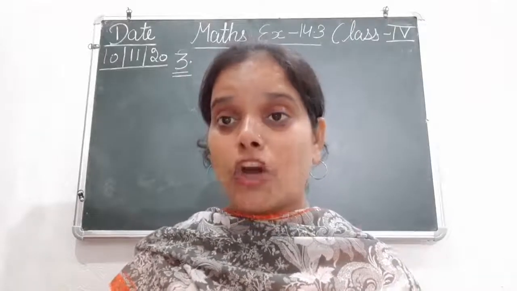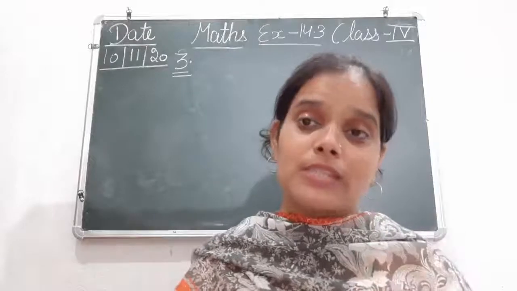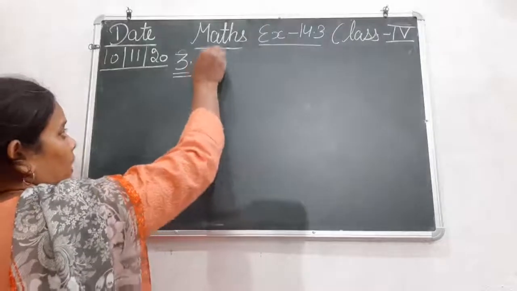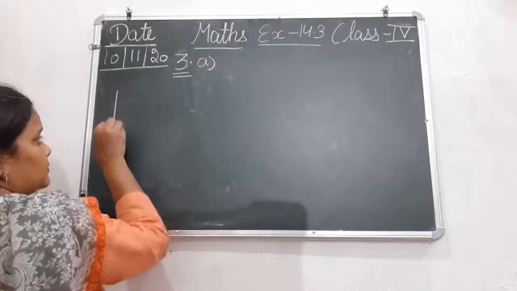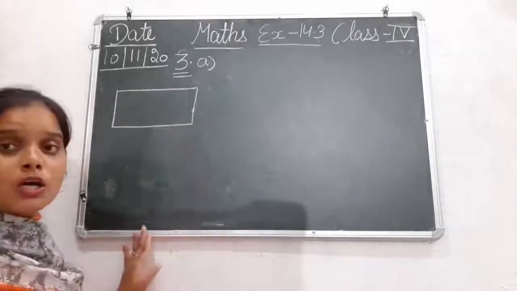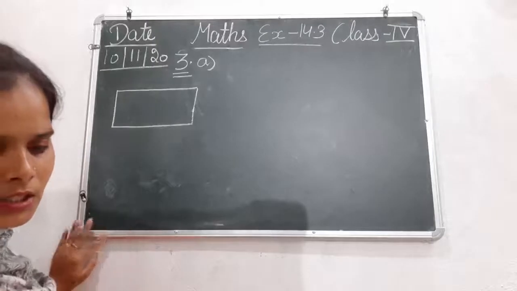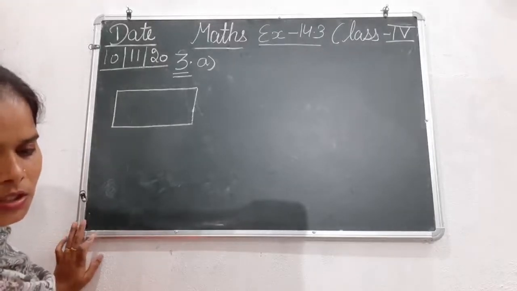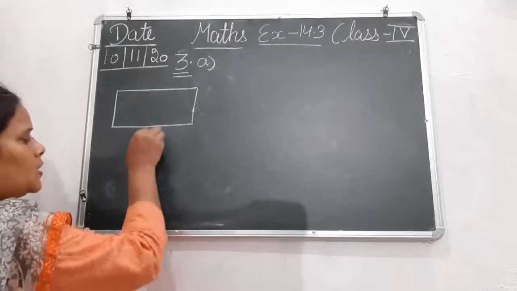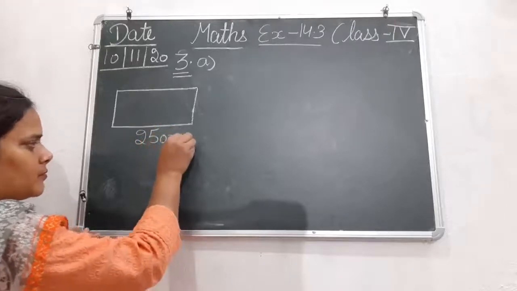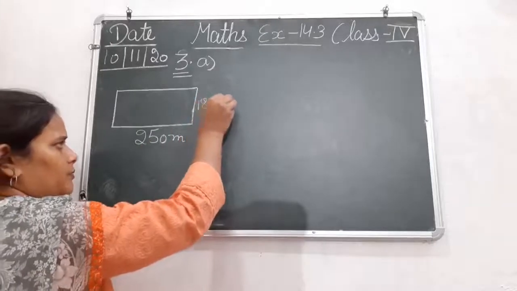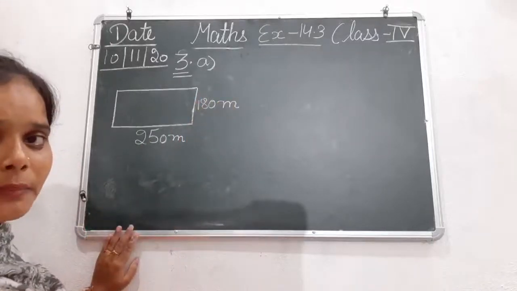ओके, तो देखिए length और breadth दी है. अब आप कहोगे मैम rectangle में 4 sides होती हैं. ओके, सो देखिए question हम draw करते करते आपको समझाएंगे. Okay, so the length of this rectangle is 250 meter and the breadth is 180 meter. Length and breadth दी हुई है.